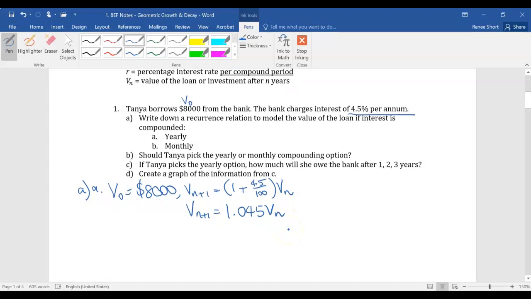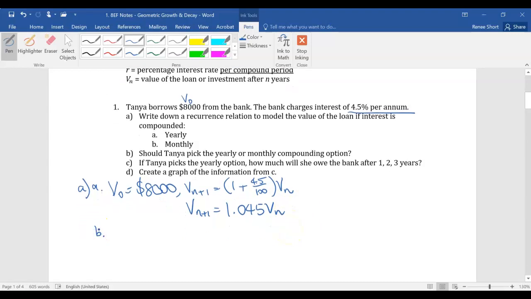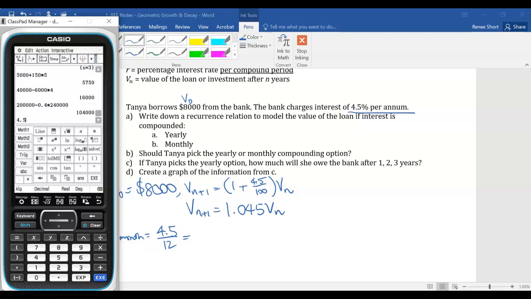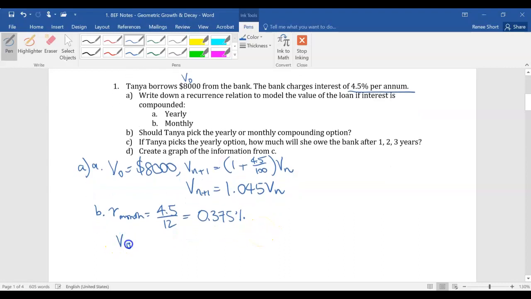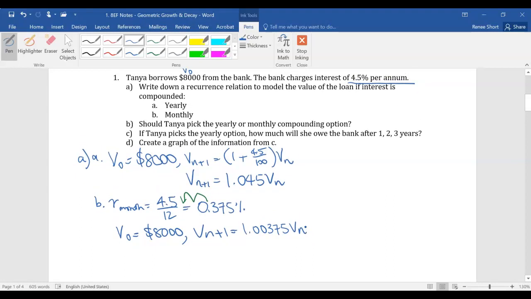Now, if we had to do this for the monthly option, where it says to compound it monthly, remember I said before that interest rate is 4.5% per annum. So we actually need to work out what that rate is in terms of a monthly rate. So we need to take 4.5 and divide it by 12. Now, if I do that in my calculator, 4.5 divided by 12 becomes 0.375%. So now when I write my rule, I've got V0 is $8,000. And Vn+1 equals, now I'm going to add this onto 1 straight away, but remember I've still got to divide this by 100, which means I've got to move this decimal point another 2 spots back. So it's going to be 1.00375 Vn.